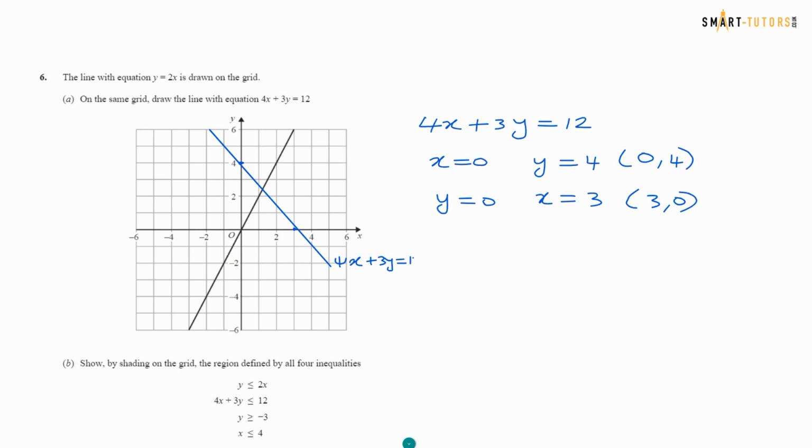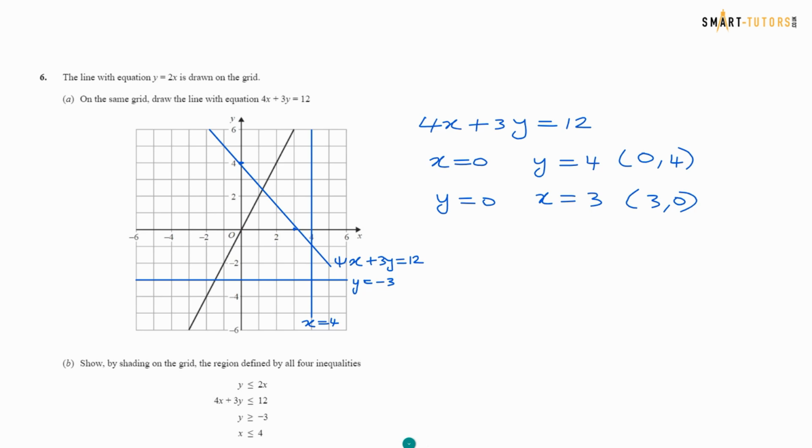When you draw the graph, that is 4x plus 3y equals 12. That is the graph. The next one is y greater than or equal to minus 3. So this is the line y equals minus 3. Next one, x equals 4. Be careful with the x line. x equals 4 means a vertical line passing through x equals 4. Each and every time you draw a line, please label it, x equals 4.